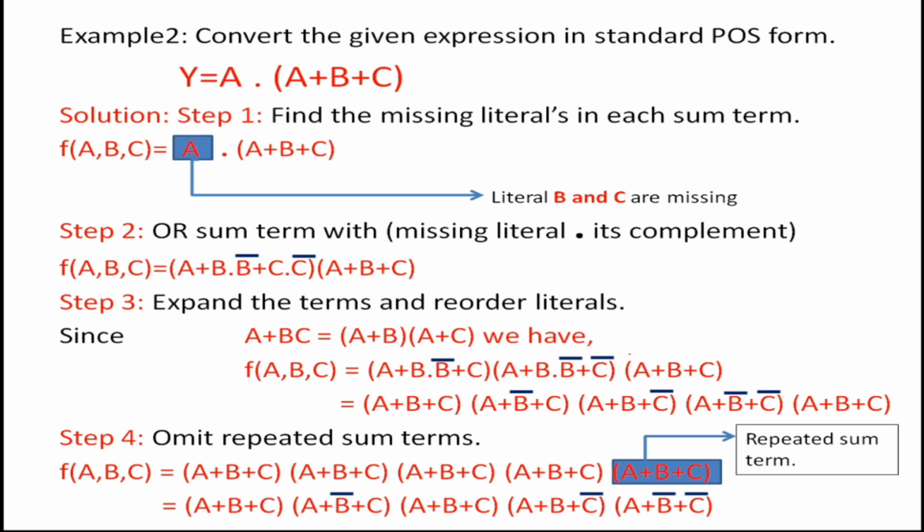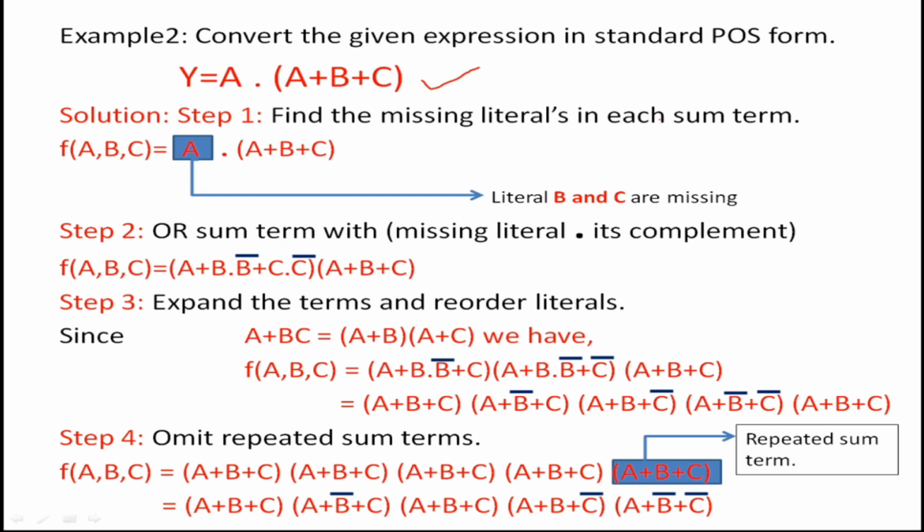Now this is another example that I have used in order to explain how to convert a given expression into a standard product of sum form. You can find that it is A into A plus B plus C. It is the expression that has been given. Now you can follow the steps: identifying the literals which are missing, then ORing the sum terms with the missing literals and their complements.